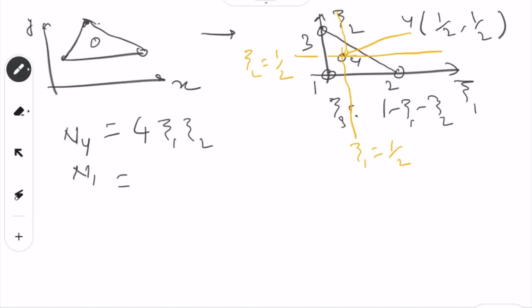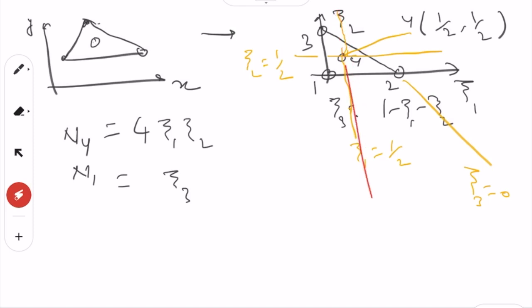So for n1 you will take this one, you know that this is xi3 equal to 0, right? So we have studied. So this one is xi3 equal to 0, and this one is xi1 equal to half. So we can write xi3 multiplied by xi1 minus half. That's it. So this is what the equation of n1 is.